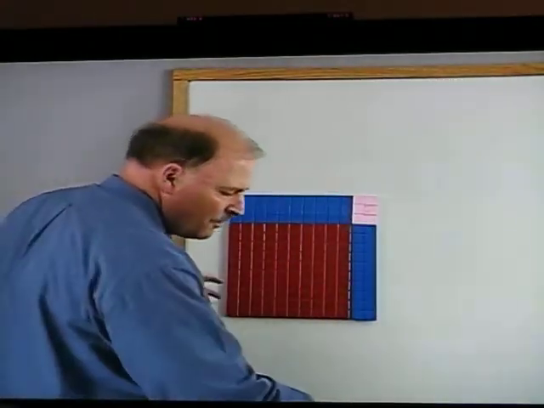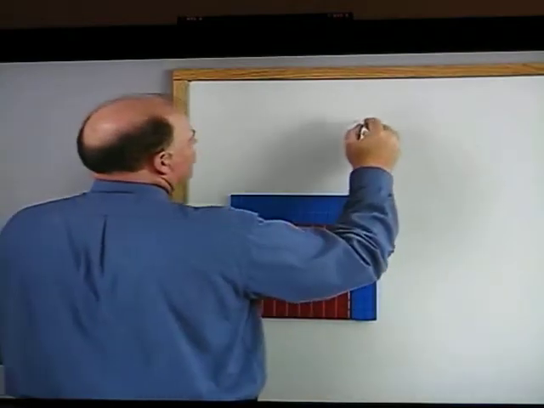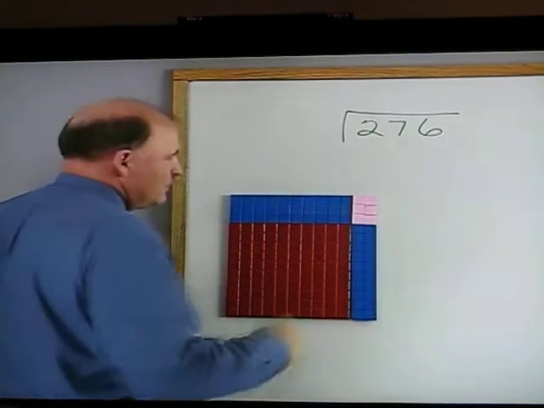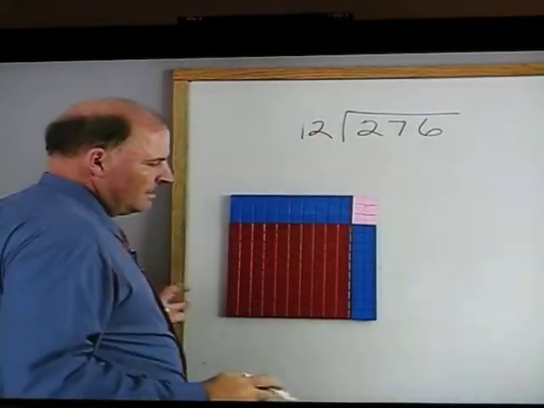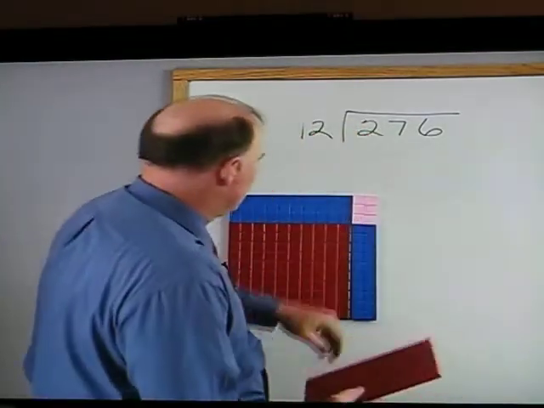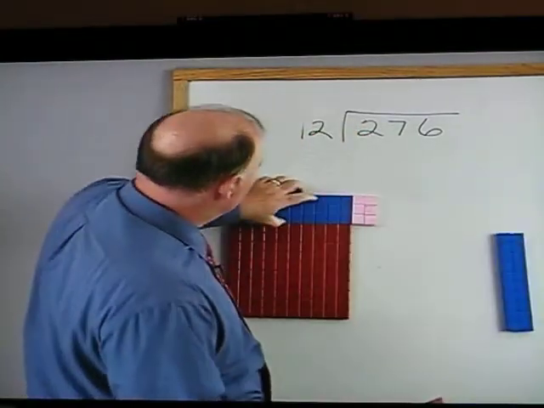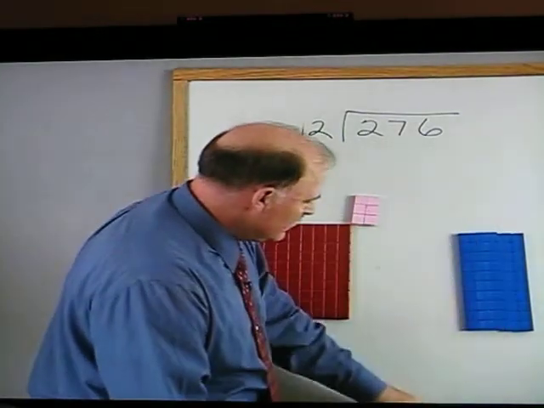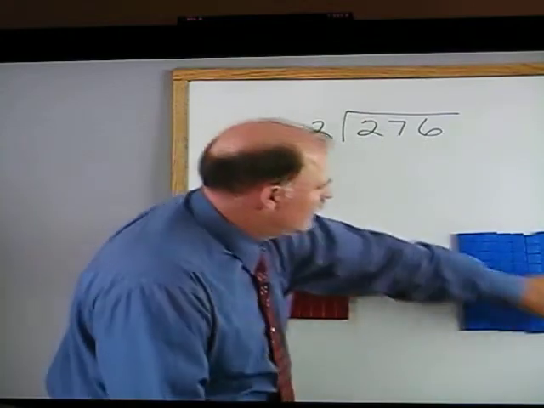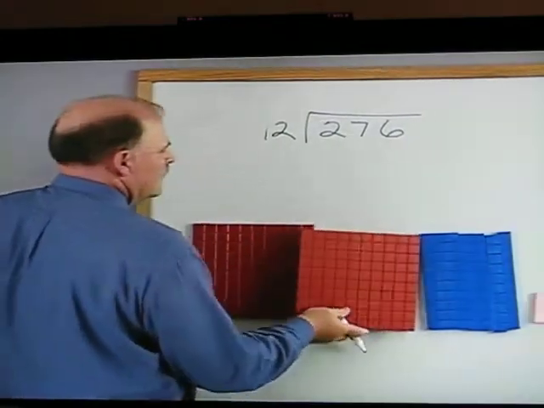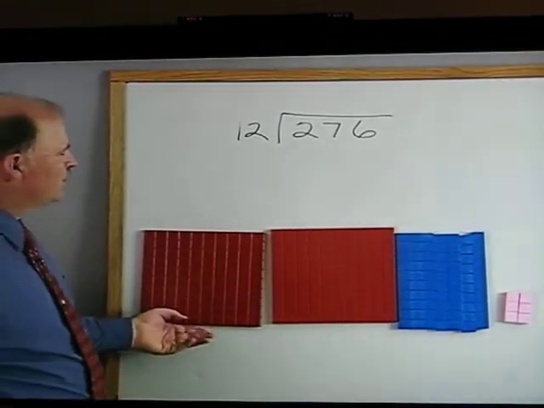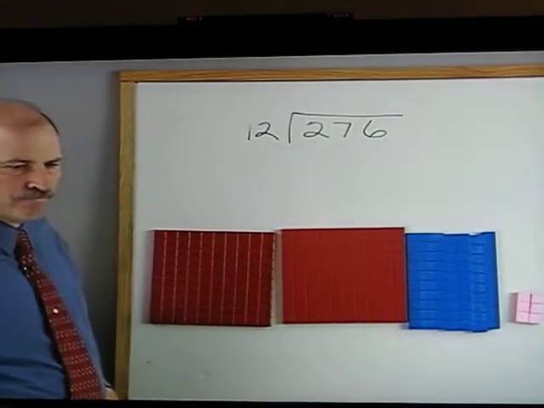Let's try 276 divided by 12. So I need to get another 100 from my trusty blocks. And I need to have 270. I've only got 276 divided by 12. So what's the largest chunk of 12s I can get out of this so far?